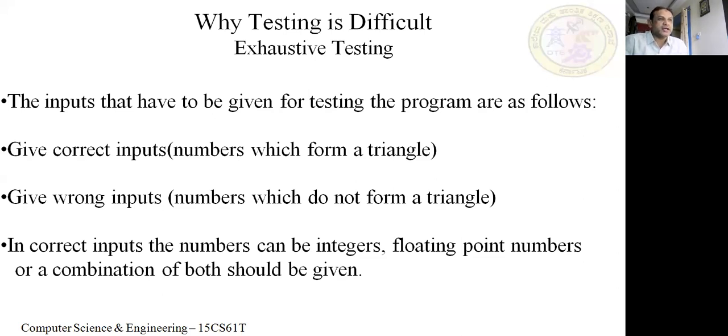Third, in correct inputs, the numbers can be integers, floating point numbers, or a combination of both. First you enter correct values, second wrong values, and when the correct values are there, some are floating and some are integers, only floating, and combinations of all those. There are so many sets of values, so in this way you need to test it.